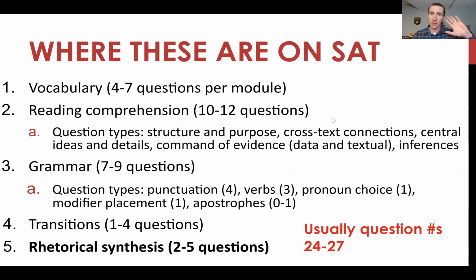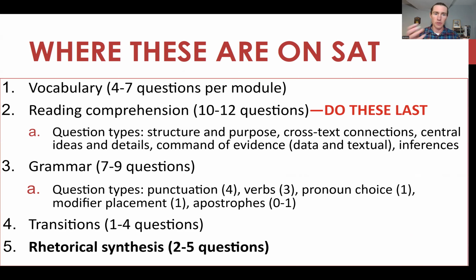To remind you, the five categories of questions on the SAT reading are vocabulary questions, which come first, reading comprehension questions, which are the second category. Third is grammar. The fourth one consecutively would be transitions. And then the final type of question is this one, rhetorical synthesis. Usually you would find these around number 24 to 27 on every module.